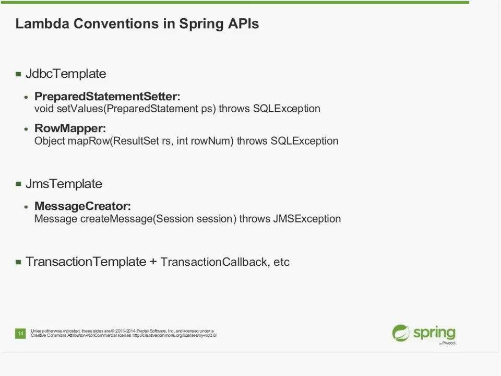So that's, from the Spring API design perspective, of course, a great fit. There haven't been many places where we had to fine-tune things for Java 8 in terms of Lambdas. Things just naturally work with Lambdas. So what does this look like in practice?